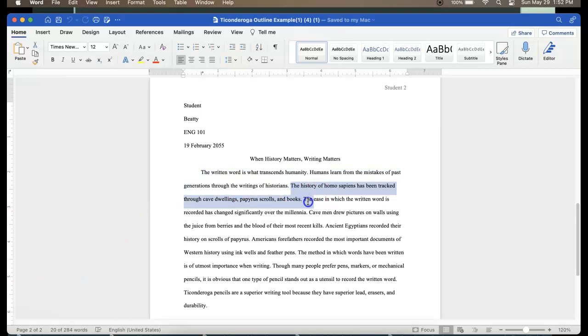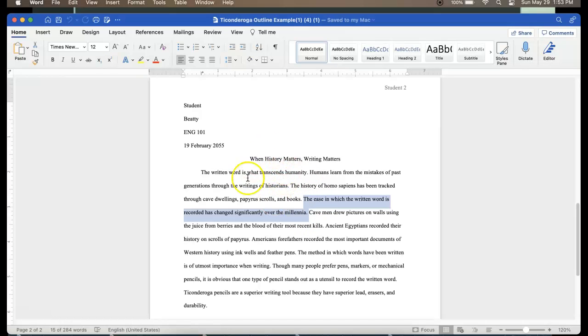So as the paragraph goes along, I just kind of start narrowing down. The history of Homo sapiens has been tracked through cave dwellings, sorry, that's hard to say, papyrus scrolls and books. So now we've gone from writing as a part of human history, and then we narrowed it down here to writing on books or in books. And then here we talk about the ease in which the written word is recorded has changed over time.